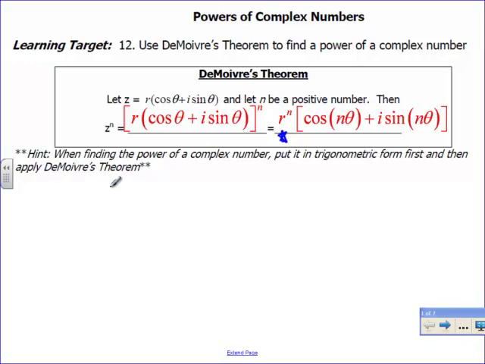One quick hint: when we're finding the power of a complex number, you need to have it in trig form first to apply De Moivre's theorem. Notice this is all in trig form. There's no standard form, no a plus bi. So if you're given a plus bi, you must convert it to trig form first and then use De Moivre's theorem.